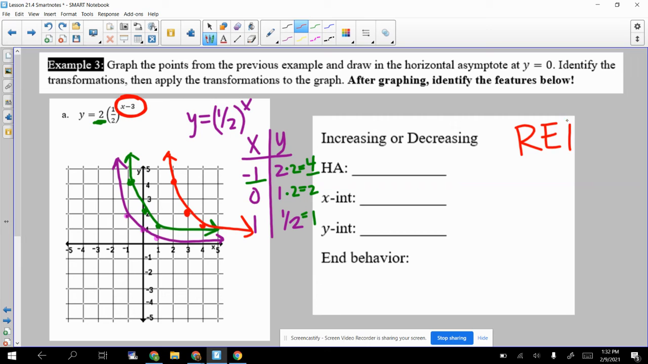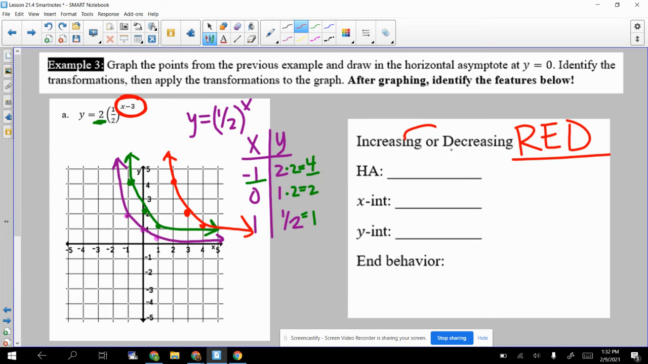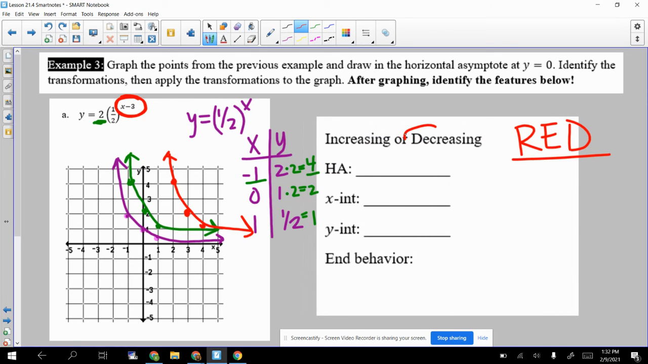Okay, and that's what we're going to use to answer these questions over here, because that is the one that has all of the transformations. All right, so first of all, is it increasing or decreasing? Well, as we move from the left to the right, it is decreasing.